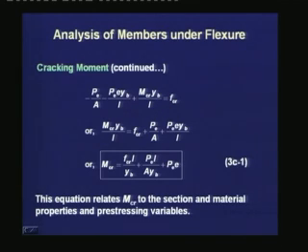After that, we are transposing the term with MCR on the left side and rest of the terms on the right side, and then we get an expression of MCR, the cracking moment, which is equal to FCR times I divided by YB plus the effective pre-stress times I divided by A times YB plus the effective pre-stress times E. Thus, we have an analytical expression which relates MCR to the section and material properties and the pre-stressing variables. What we understand is that MCR depends not only on the section properties and the material properties, but it also depends on the amount of pre-stressing force.